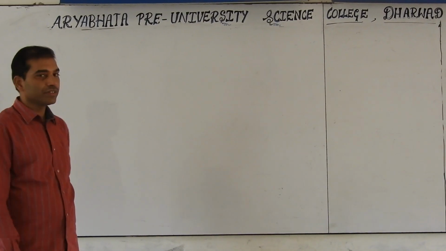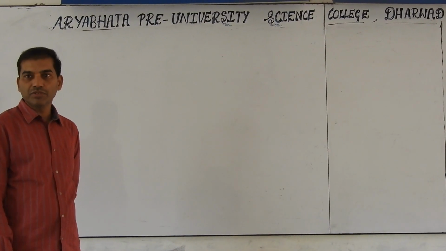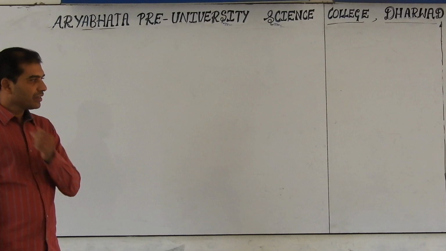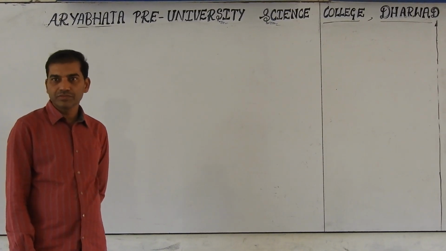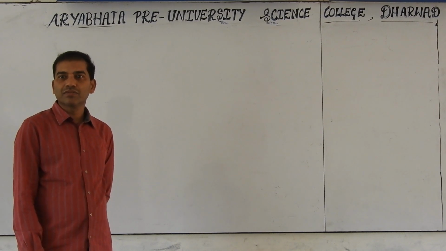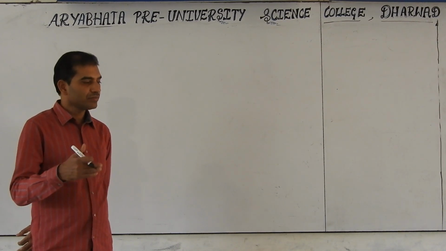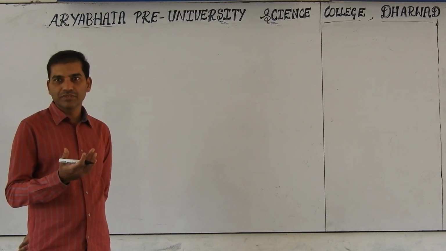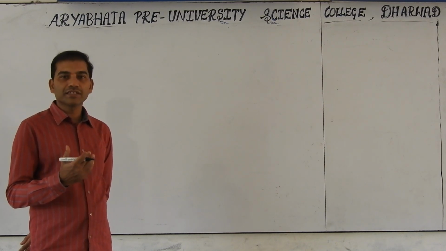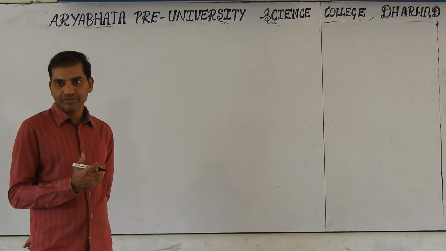In the previous class we discussed the derivative of composite functions. For example, the derivative of sin 2x is cos 2x into 2, and the derivative of root x is 1 by root x. You should compulsorily go through those videos. Now let's discuss the definition of derivative.